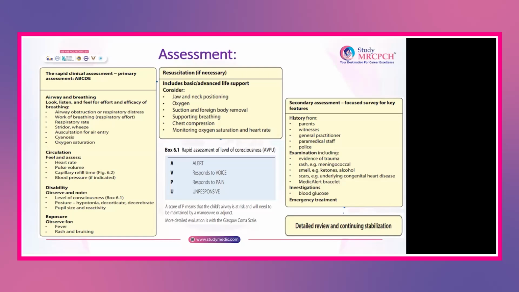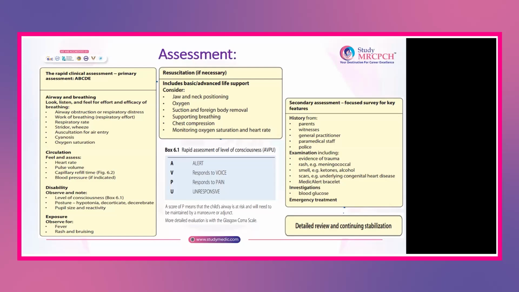But if everything is within the normal range and not critical, we will go to disability, to observe and note the level of consciousness. We have a quick, rapid review for the level of consciousness, which we call AVPU.